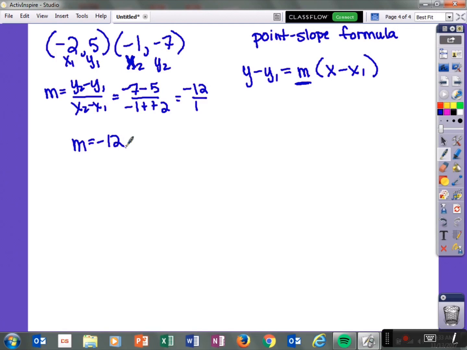Okay, so I'm going to plug that in right here. Am I plugging anything in for y? No. Minus y1. What is y1? 5 equals m. What's m? Negative 12, parentheses. Am I plugging anything in for x? No. Minus x1 is negative 2. Notice this is the minus from the problem, and this is a negative attached to the 2. What are those two minuses going to make? Positive. It's just going to make plus.